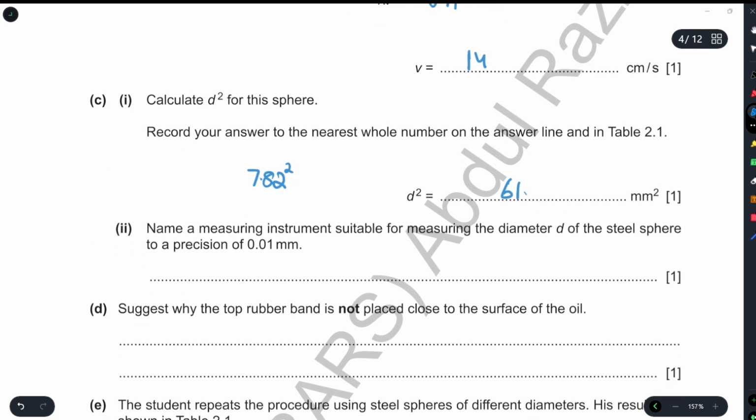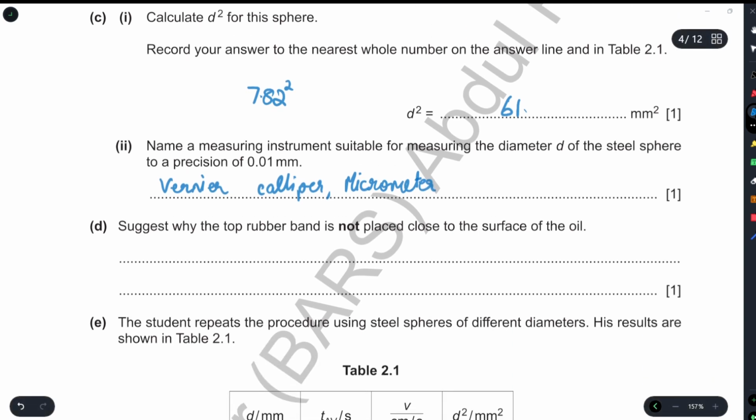अच्छा, नेम अ प्रिसिशन इंस्ट्रूमेंट फॉर मेजरिंग द डायमीटर ऑफ द स्टील स्फीयर टू अ प्रिसिशन ऑफ 0.01 मिलीमीटर्स. तो दैट्स योर वर्नियर कैलिपर. ठीक है, वर्नियर कैलिपर. आप माइक्रोमीटर, स्क्रू गेज भी लिख सकते हैं. ठीक है, so either one is fine.